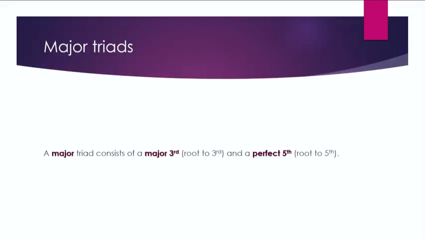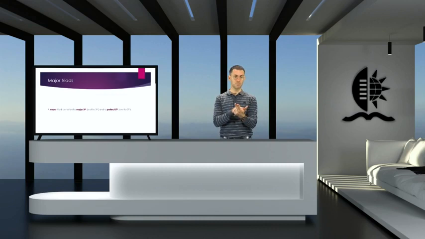Now let's look at the qualities of each triad. A major triad consists of a major third at the bottom and a perfect fifth. Let's think about C major triad that we were looking at in the previous videos. C, E, G. Now if we were working in C major, C to E is a major third. C, D, E is a major third.